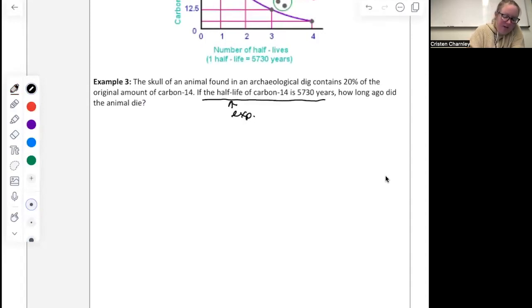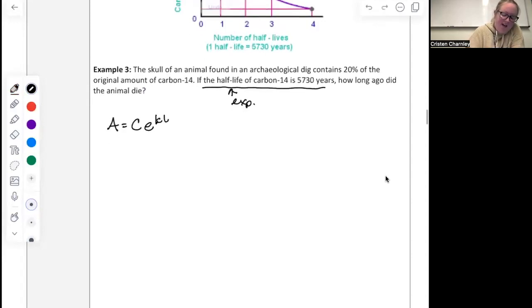So I'm going to jump right in. A equals Ce to the kt. Again, you can use the Pert formula if you're more comfortable with that. So half-life is how long it takes to wind up with half of what I started with. So if I start with 1 and I go to 0.5, whatever we're talking about, my rate is what we're looking for, and half-life is 5730. So we're going to solve for k.